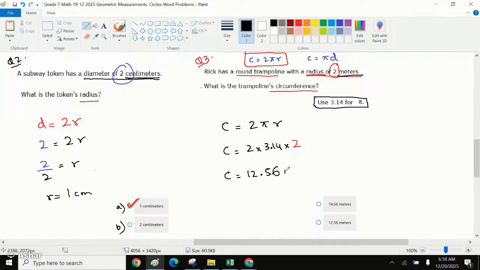And what is the unit over here? It's meters. So let's see which option is the correct option, option A or option B. Because the answer is 12.56, we look at the options. Option A is 14.56. Option B is 12.56. That means option B is the correct option. The second option is the correct option. Okay. Let's try one more question.